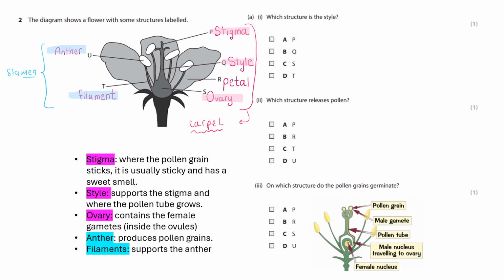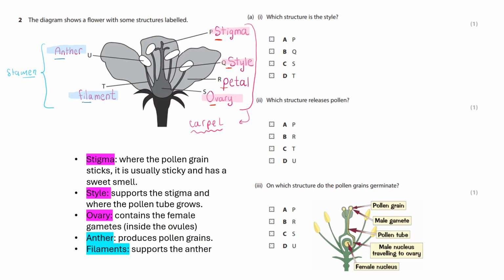Okay, the next question is: the diagram shows a flower with some structures labeled. Over here we have the female part, which is the carpel. We have the stigma, which is P, Q, which is the style, R is the petal, S is the ovary, and then on our male side, which is the stamen, it's composed of the anther and the filament.